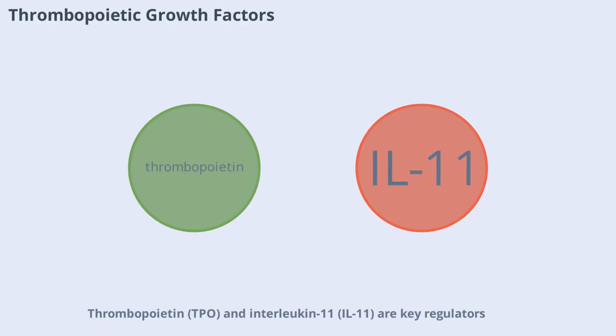Thrombopoietin, TPO, and interleukin-11, IL-11, are key regulators. Recombinant IL-11 was the first agent approved for thrombocytopenia treatment, while recombinant TPO analogues were discontinued due to the development of autoantibodies. Patients with thrombocytopenia are at high risk of bleeding, making these therapies vital.